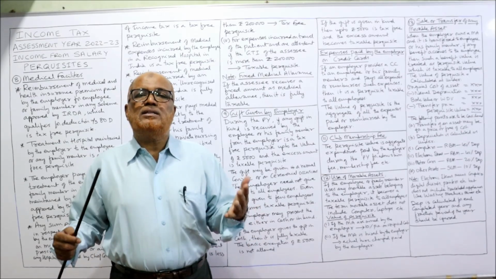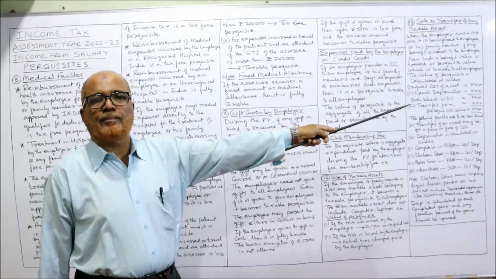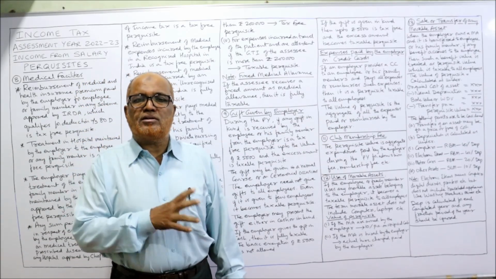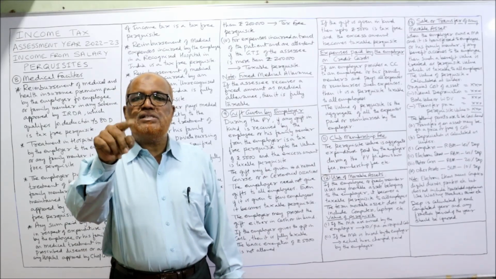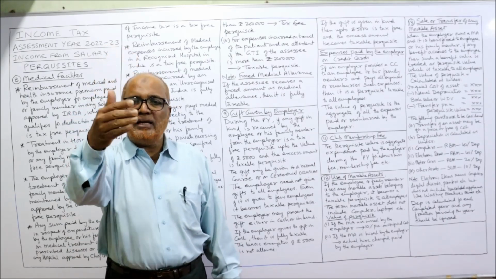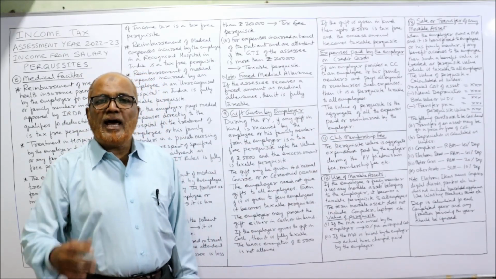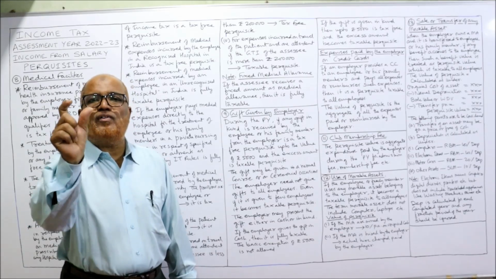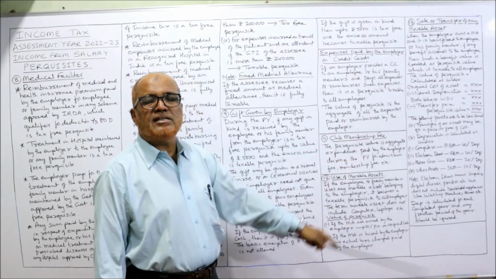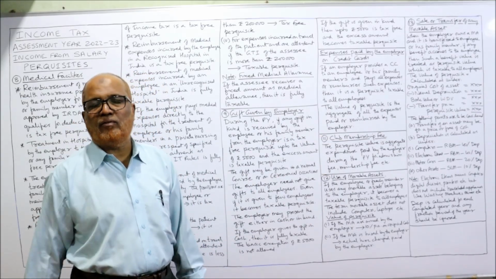For how to calculate the value of the benefit, a simple example I have given: original cost. Take the original cost as 1 lakh rupees. Then less normal depreciation. During the last so many years it was depreciated. Out of 1 lakh rupees, 60,000 rupees was the depreciation already provided. So 1 lakh minus 60,000, 40,000 rupees is the book value. Book value 40,000, and he sold it for 10,000. The transfer price is 10,000. So 40 minus 10, 30,000 rupees is the value of the perquisite.